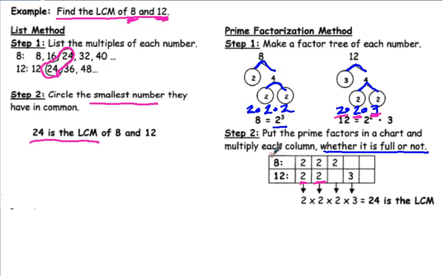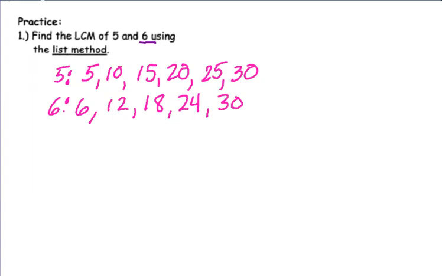Now, multiply each column whether it is full or not. So drop down the column of 2 times 2 times 2 is 8, times 3 is 24, which is your LCM. You'll get the same answer either way.